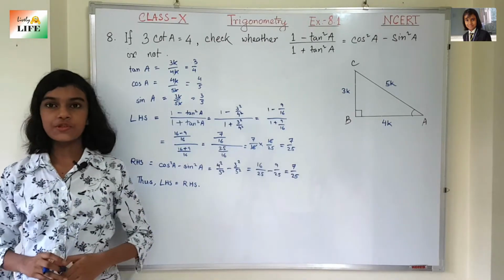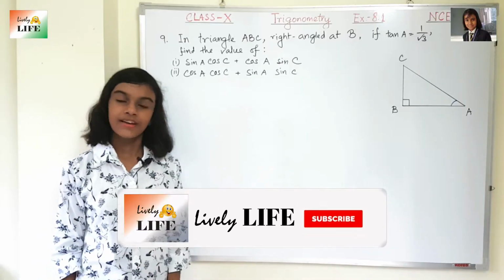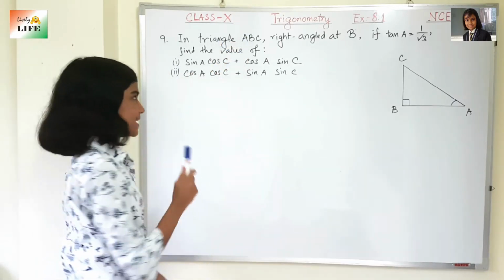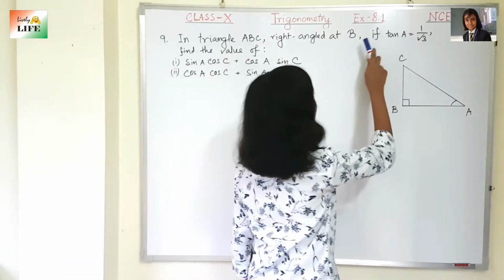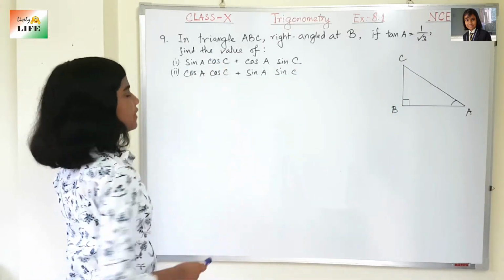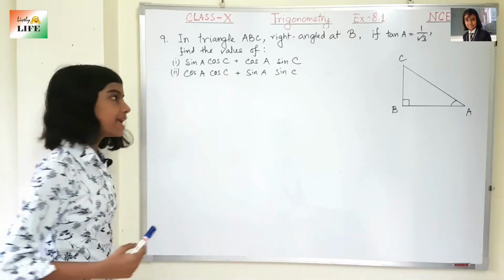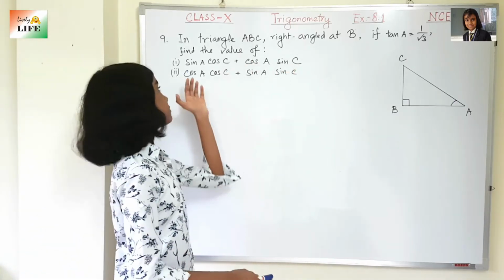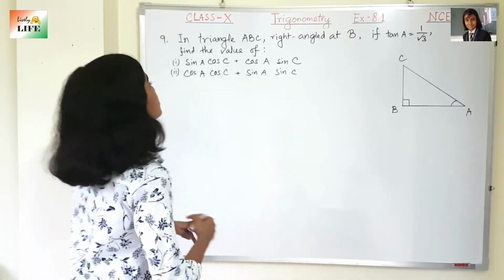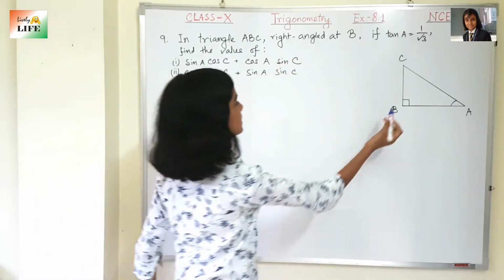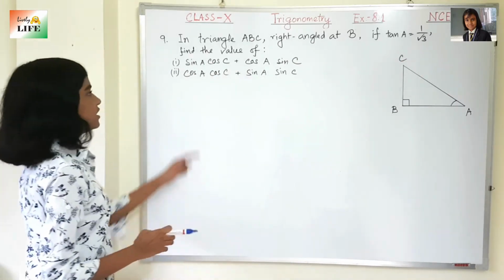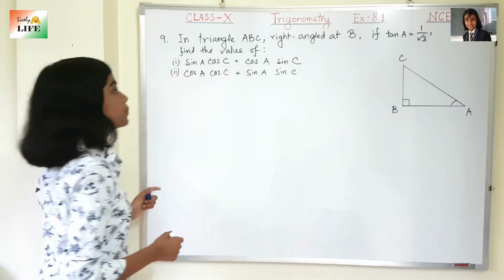Now let's move to question number 9. In triangle ABC, right angled at B, if tan A is equal to 1 by root 3, find the value of, number 1, sin A cos C plus cos A sin C, number 2, cos A cos C plus sin A sin C. So what is given? Right angled at B, you can see this is right angled at B. Tan A is equal to 1 by root 3. Then we have to find the value of these two.